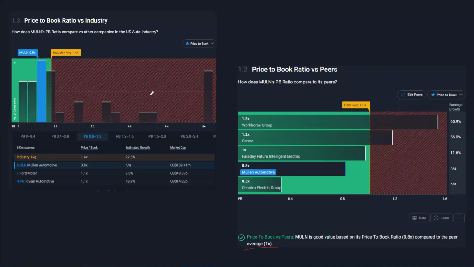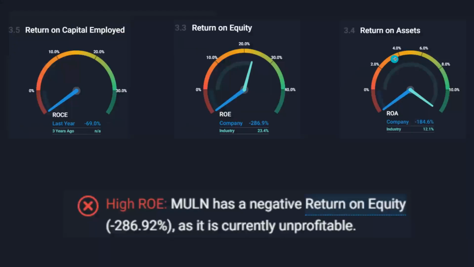So Mullen is a good value based on its price to book ratio compared to the peer average, right? And these are some of the fundamentals that Simply Wall Street will break down for you very simply. And as I mentioned, they also provide a very nice graph and visual to help you really understand it a little bit more. Now, some of the risks are basically returns. When you look at the return on assets, the return on equity, the return on capital employed, all three of those are negative, right? Which is not something that you want to see.